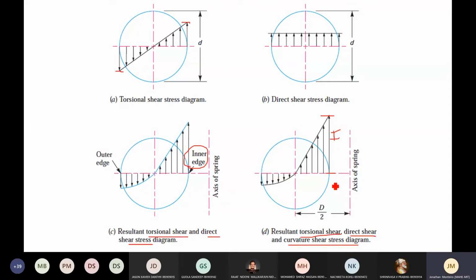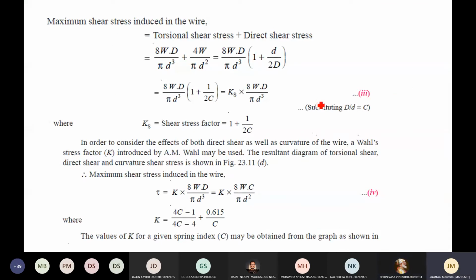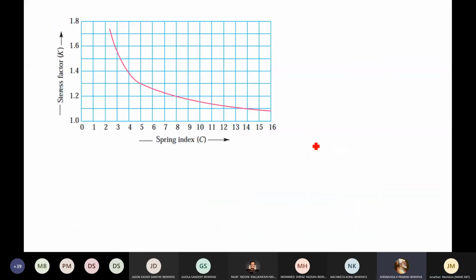If you take care of the inner edge, you select a suitable diameter, a suitable material, rigidity modulus, and suitable heat treatment. Once this inner edge issue is solved, you need not worry about the outer edge, because the maximum has already been taken care of at the inner edge. So that is why the curvature effect also has a huge bearing on this. We have it in the slide. Why is it high? The inner edge stress, why is that higher?